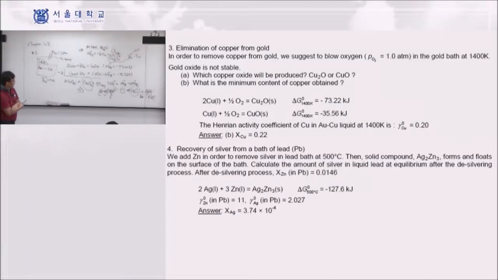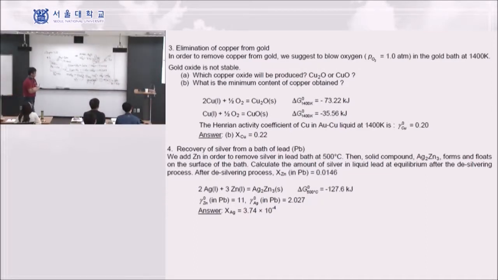Okay, so it's a similar thing. Now we want to remove the silver from the lead. This is actually just showing the concept I explained to you. So we have lead, Pb, and we want to remove the silver from here. Silver is more expensive than the lead, so we want to collect as much silver as possible in this case.